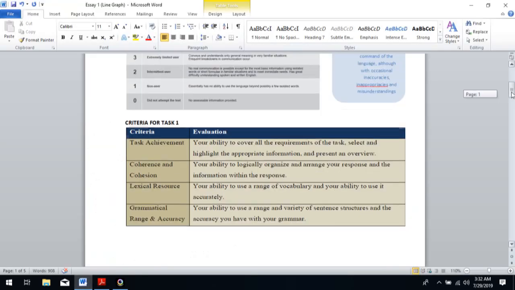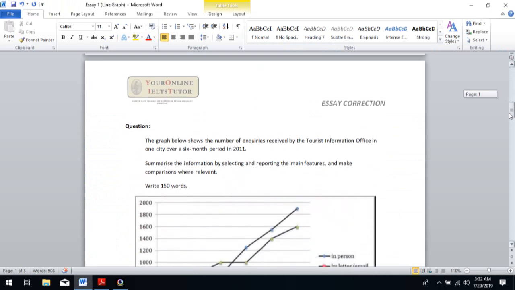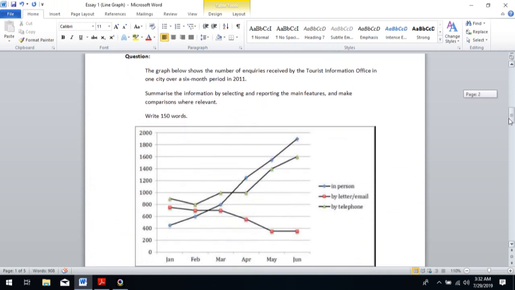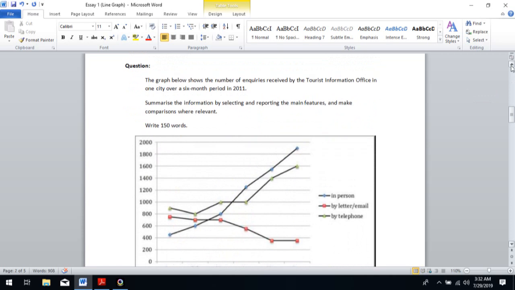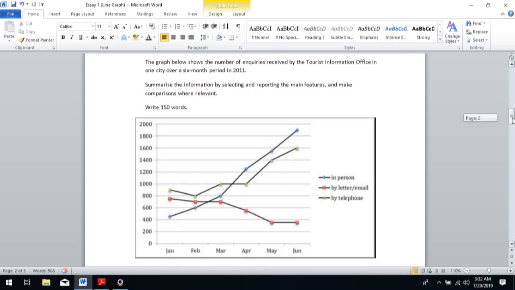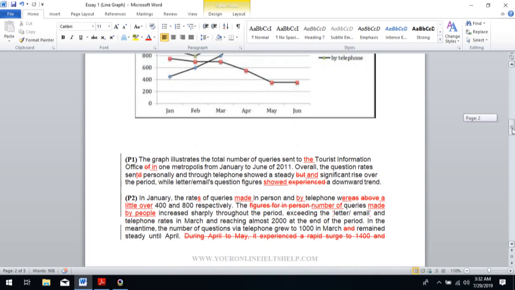and this was her output. The way I train my students is that I make sure they practice answering all types of task 1 and task 2. Now for task 1, one of the types that you would probably encounter is the line graph. So this is your line graph, and this is her essay.